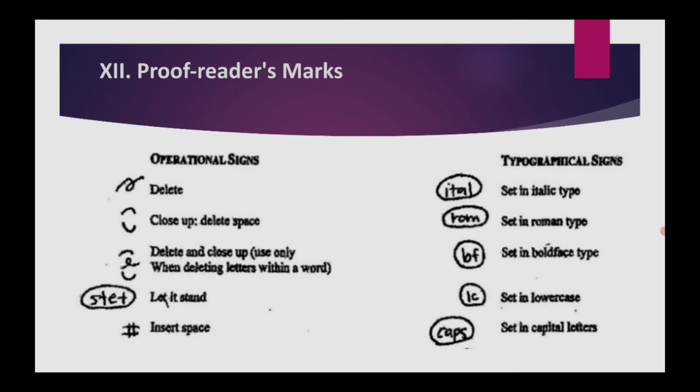So here are the operational signs. When you encounter this one, this means delete. This one means close up, or delete the space. No space, okay? This one, delete and close up, is used only when deleting letters within a word. Stet means let it stand or retain. This one refers to insert space. Ital means italic type. Rom means Roman type. BF means boldface. LC means lowercase. And caps means set in capital letters.